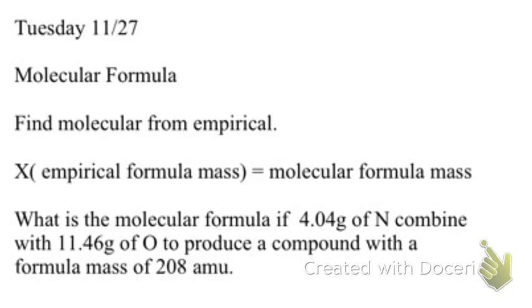So, first question is, what is the molecular formula if 4.04 grams of nitrogen combine with 11.46 grams of oxygen to produce a compound with a formula mass of 208 atomic mass units? That should really be grams per mole. Sorry about that. If we're talking about masses, we should use the units that are involved in mass. Alright, so this is the problem we'll be working on the next slide.